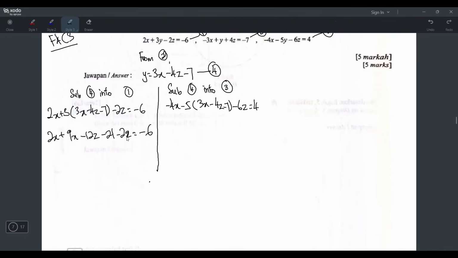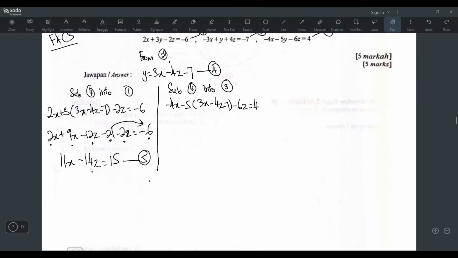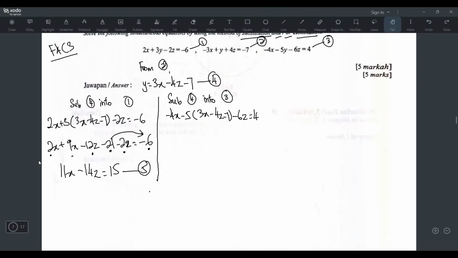You can use a calculator to help you. 2x plus 9x, 11x. z with z can be combined. -12 minus 2 is -14z. And numbers with numbers can be combined, but I will move this over there first. So -6 plus 21 is +15. All right, this is your new equation 5, right? And this is your only equation with two unknowns so far. All the equations before all have three unknowns. This is the only one with two unknowns, right? So I just need another equation from here.